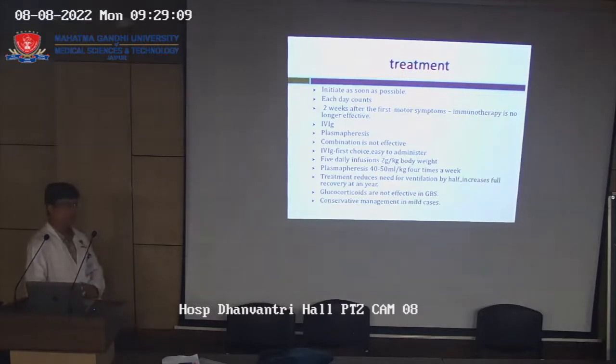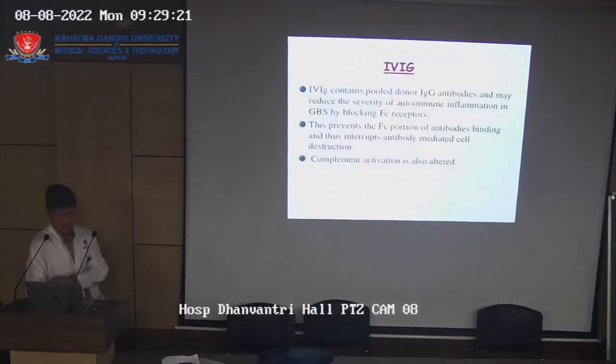But in certain mild cases, you may try conservative management when the patient's weakness is not severe and not progressive. In those cases, we can give supportive treatment and keep the patient under observation. So what is IVIG? The IVIG contains pooled donor Ig antibodies, and it reduces the severity of autoimmune inflammation by blocking the Fc receptors. This prevents the Fc portion of antibodies from binding and thus interrupts antibody-mediated cell destruction, and complement activation is also altered. So the IVIG prevents autoimmune destruction in the body.